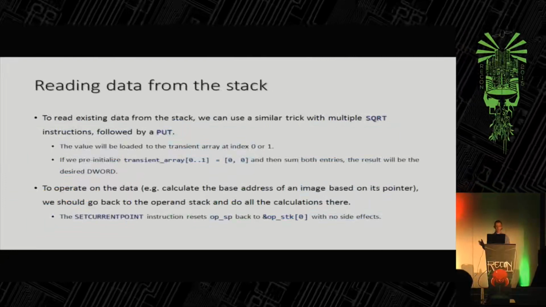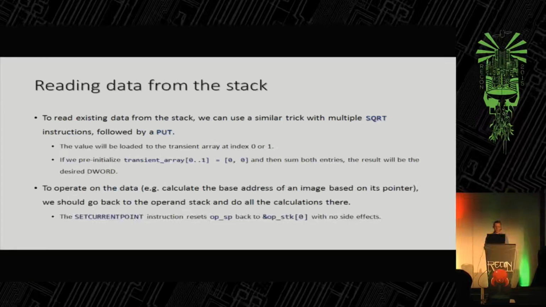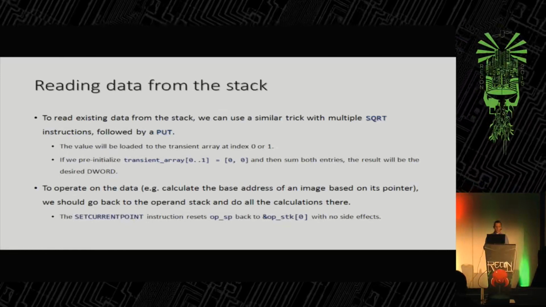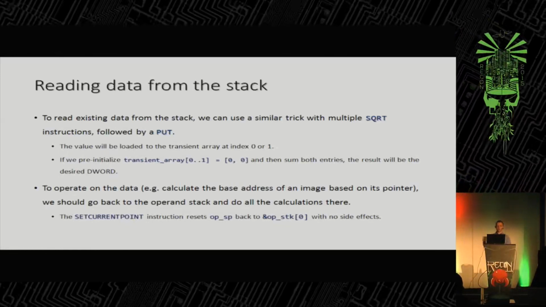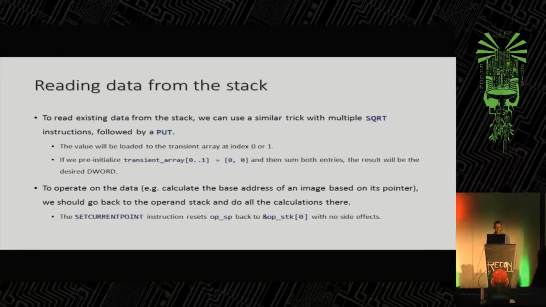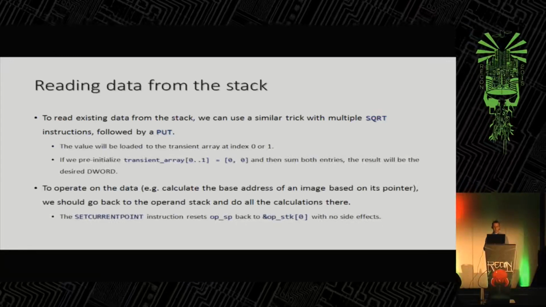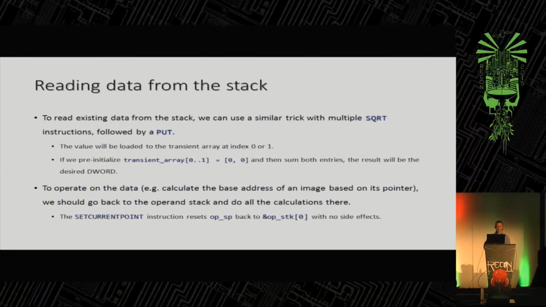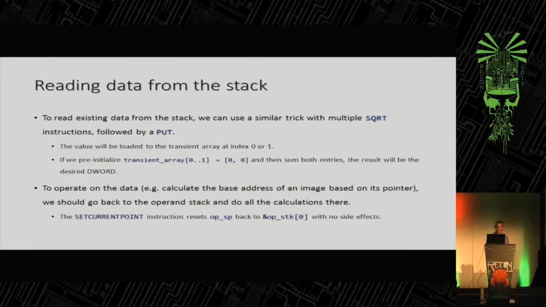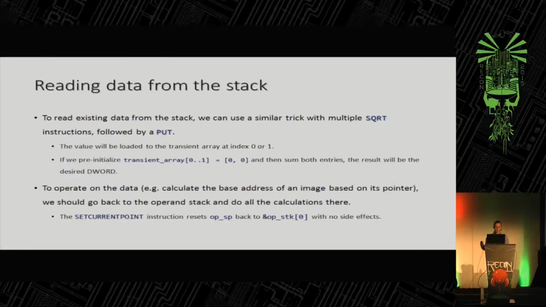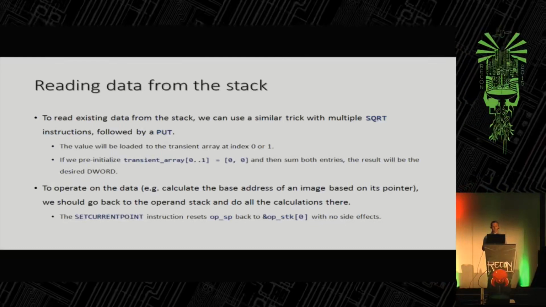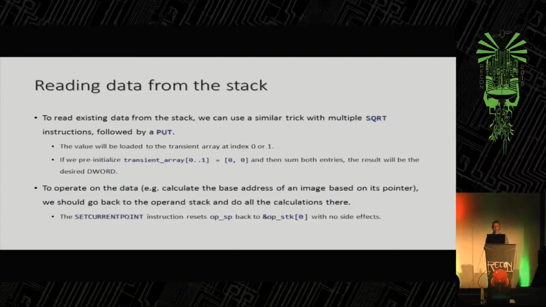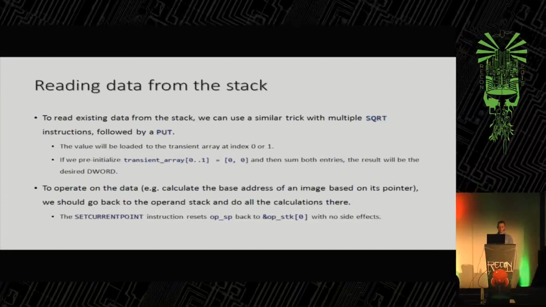The other thing that we would want, to create a full ROP chain, is to read existing data from the stack, because we cannot really create a ROP chain just based on inserting constants. So we have to perform some operations based on existing data from the stack, for example, to calculate the addresses of ROP gadgets. So we can use a similar trick. We can just use the square root instruction to also get a 0 or 1, and then use the put instruction to put the value which is before the 0 or the 1 into the transient array. And then if we pre-initialize the first 2 entries of the transient array to zeros, after we read the value, we sum both entries, and we will basically end up with the value that we want.